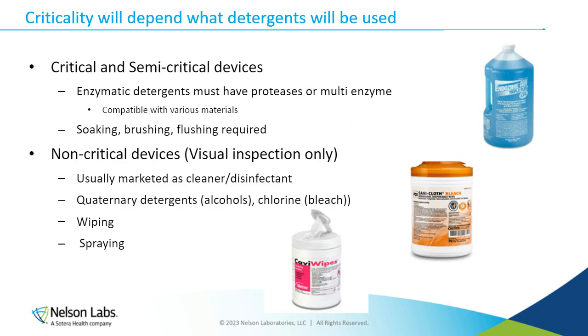Now for detergents, for critical and semi-critical devices, you would use enzymatic detergents, and it must have protease in it. It has to have some sort of enzyme to help remove protein from the devices. So that is what we're looking for when we're doing these validations, right? For non-critical devices, it's basically a wipe. We're using a wipe or a spray, and we're just wiping the devices with it. So these are the differences between the two classifications of medical devices that are used for validations.